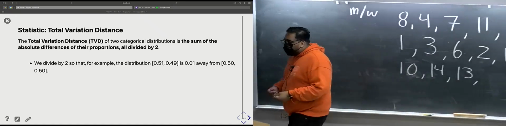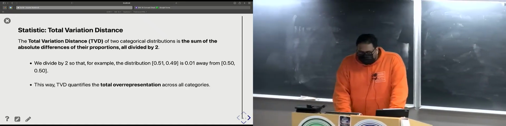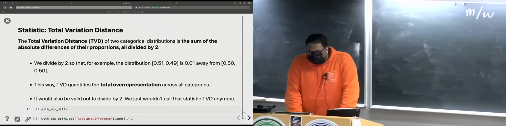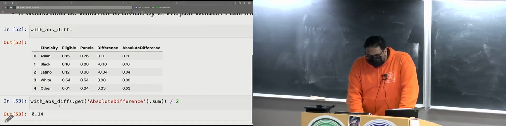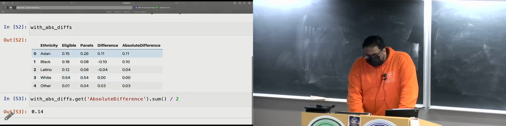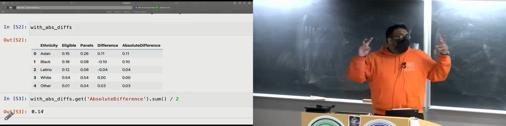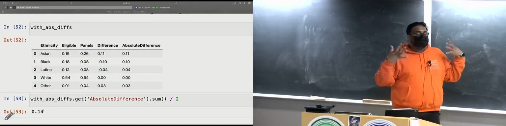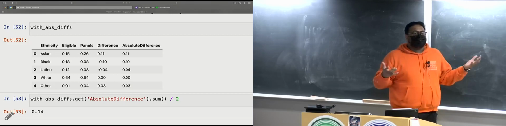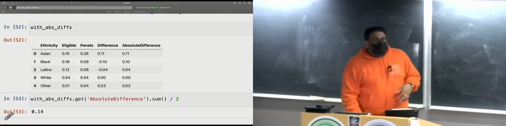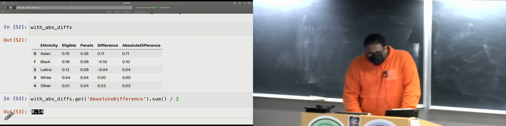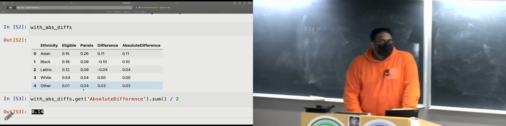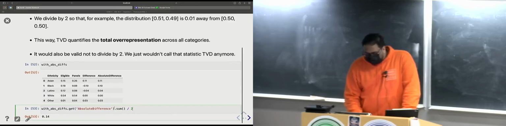In the next class, we will further interpret what exactly the TVD means. But here's the TVD between these two categorical distributions: 0.14. Eligible and panels, this number, 0.14, describes how different they are. Do we agree? Yes, this is a single number. It is not tied to any one category. It describes how different these two columns are. It's the TVD, and there's a divide by 2 in it.